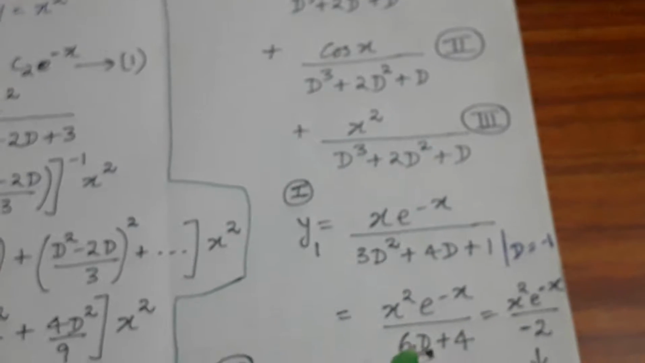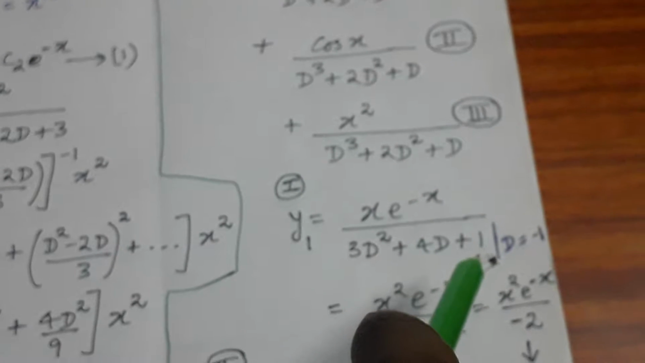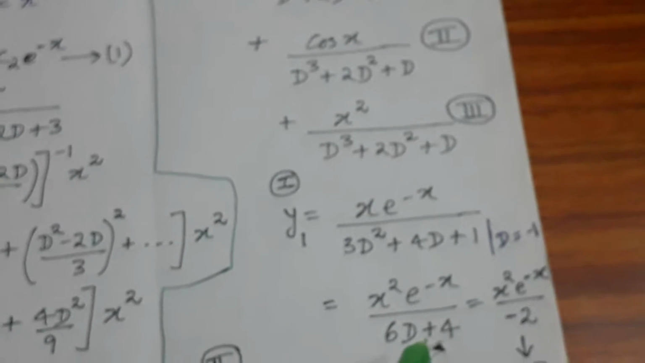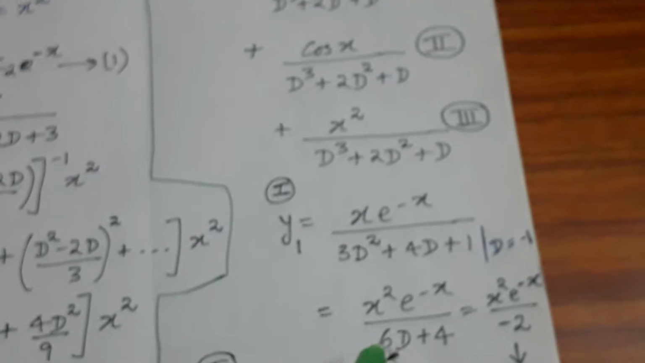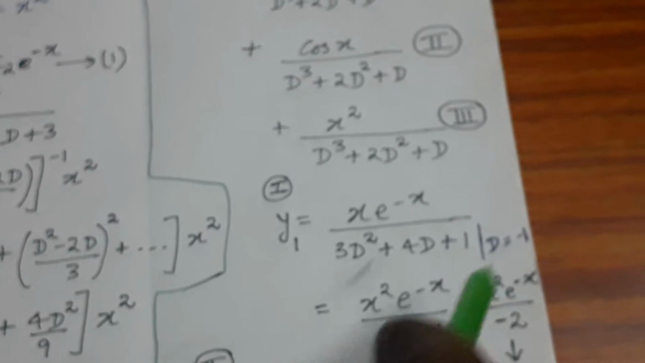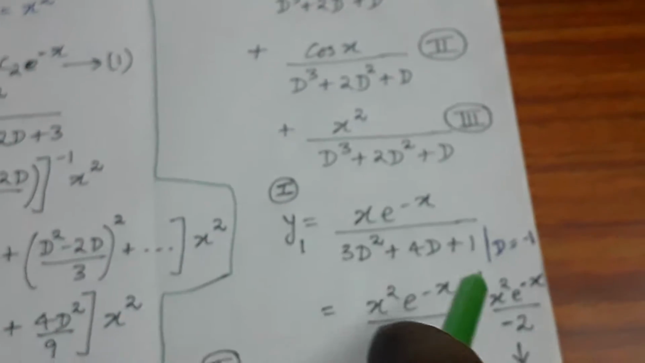2 into 3, 6D plus 4. The differential constant is 0. Now substitute D is equal to minus 1. So minus 6 plus 4 will be minus 2. So this is the particular integral for the first term.